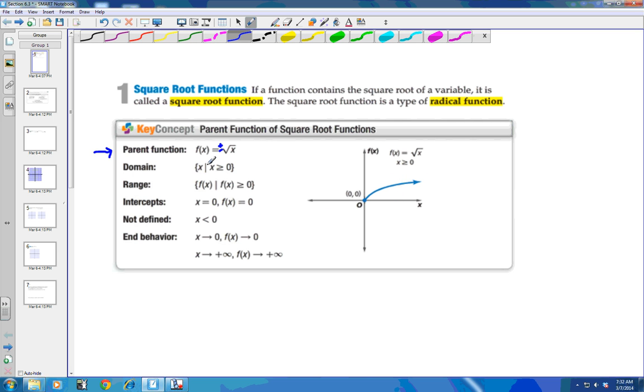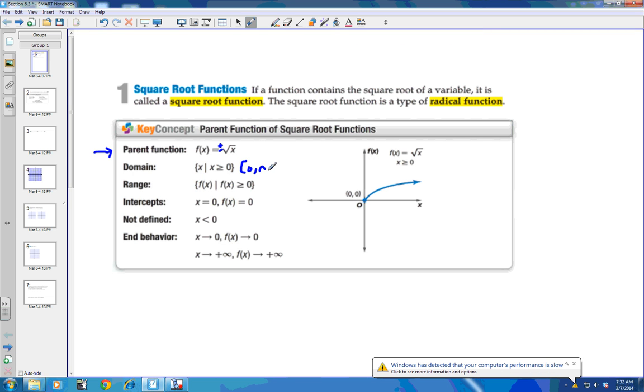But the domain of this, it will start at 0 and go on. So x is greater than or equal to 0, or sometimes we would write that like 0 to infinity. My range, how far up and down does it go? Again, it starts at 0 and goes, f of x is greater than or equal to 0, or y is greater than or equal to 0, or we could write it like this again. My x-intercept and my y-intercept are 0. It's not defined where x is less than 0, so there's no part of my graph on this left-hand side, and that makes sense because if x were -1 or any negative number, that's an imaginary number.